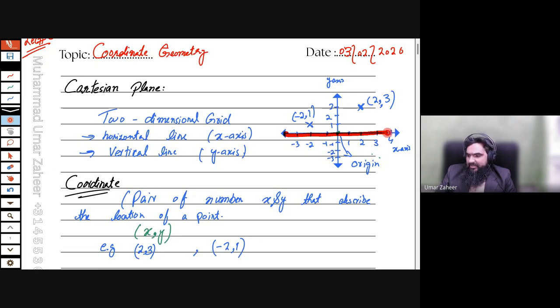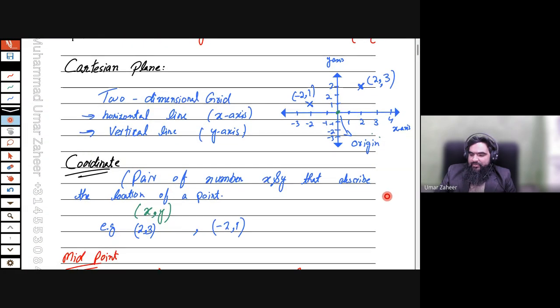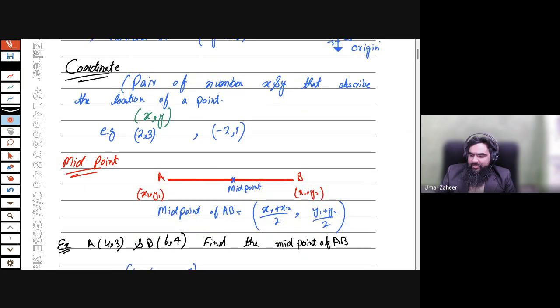Basically, if you make an x-axis and a y-axis, this is the Cartesian plane, in which we have the coordinates. For example, each point has a specific coordinate like this: we have 2 and 3. The first number shows the coordinate of x, and the second number shows the coordinate of y. We always write the coordinate in the form x comma y.